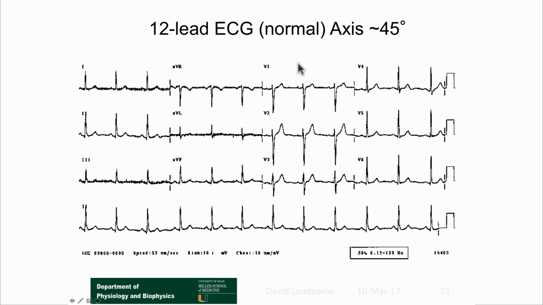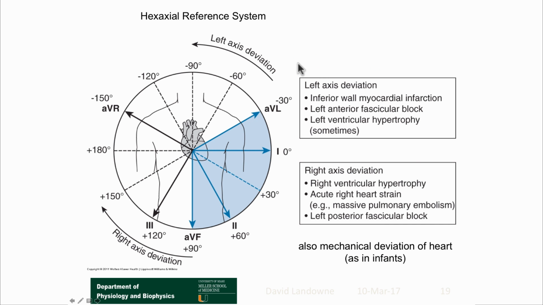In order to do that, let's go back and look at our axial reference system. If 45 degrees would be here, we would have a mean axis of depolarization pointing in the direction intersecting the circle at 45 degrees. We want to know what we would expect to see on lead 1 and lead 2. This is lead 1, this is lead 2. So it would be intersecting at 45 degrees here.